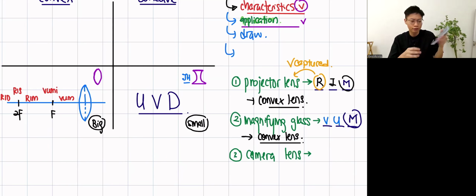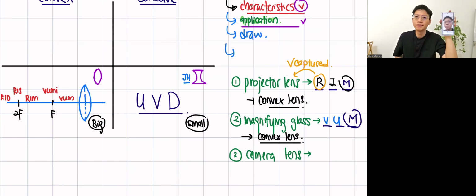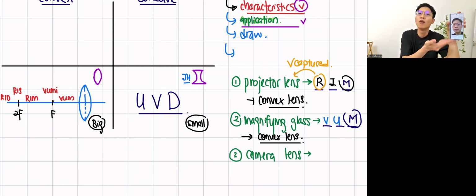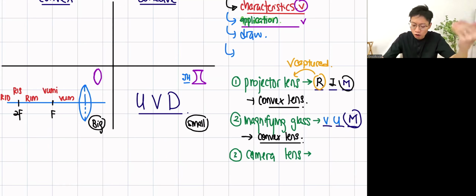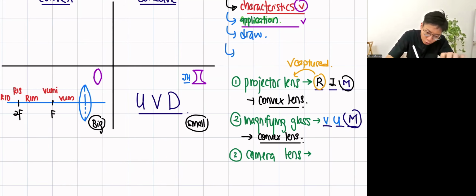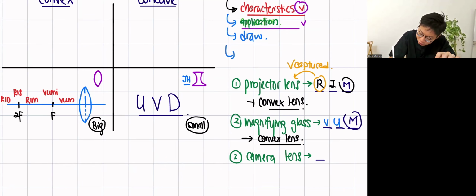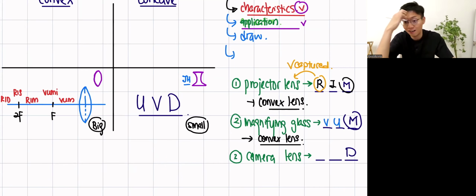Okay, you all see, my face becomes bigger or smaller? Smaller, right? Correct. So confirm smaller. So what you will see here is 1, 2, 3. So this is diminished.